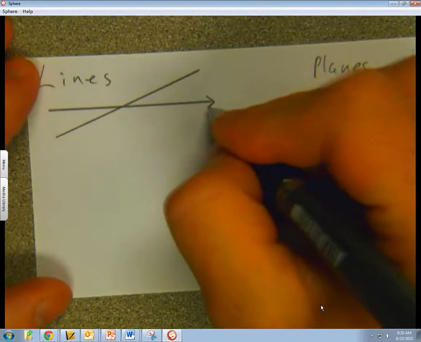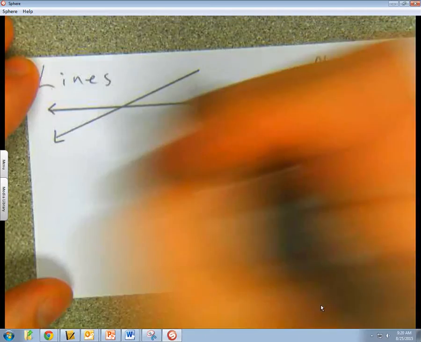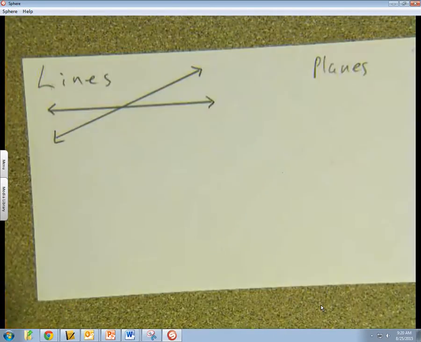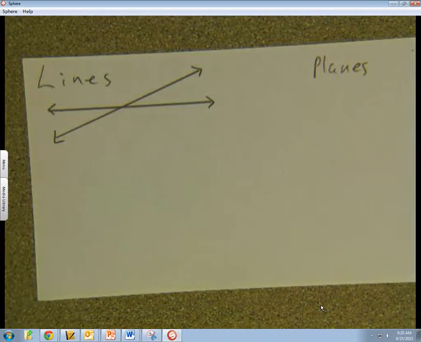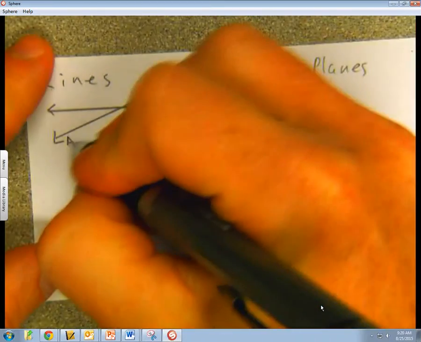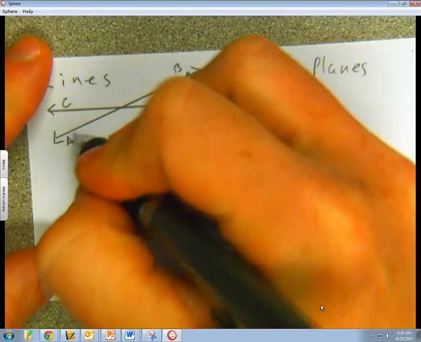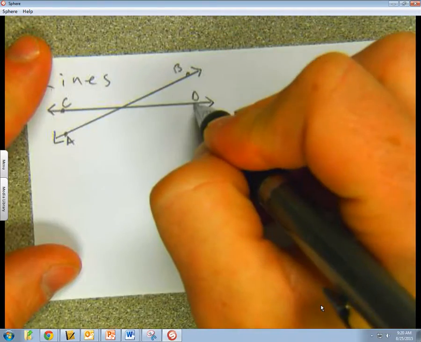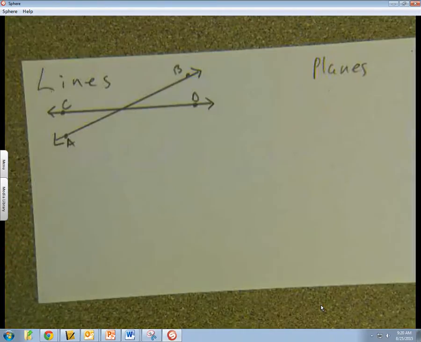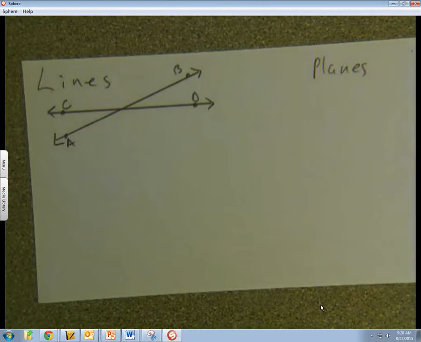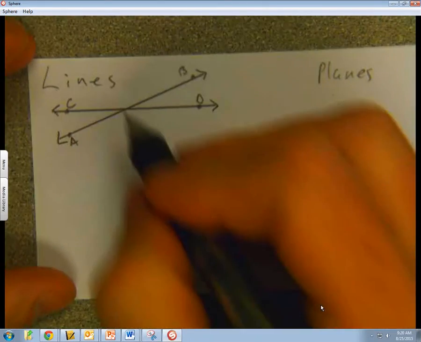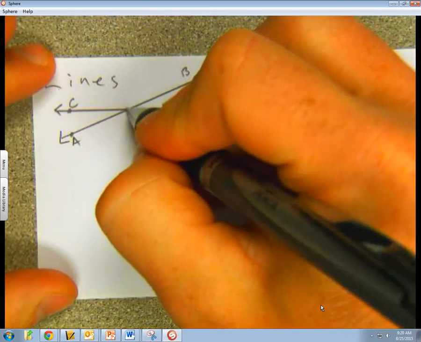Really, I could draw an infinite series of intersecting lines. So I'm going to go ahead and label A, B, C, D, some little points on there. Okay. So intersecting lines. They're going to meet. They're going to meet in a point. Some point.